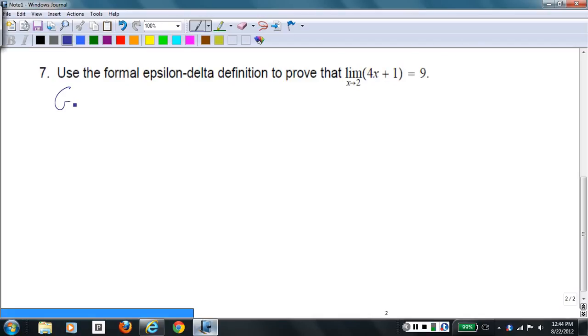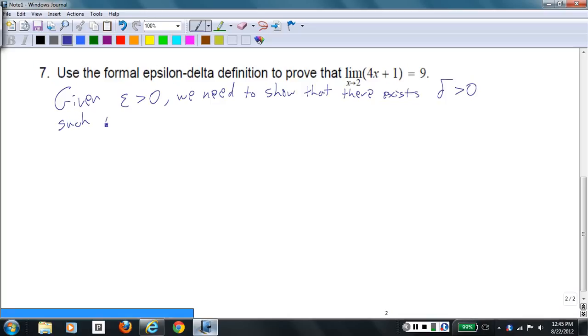So given some arbitrary epsilon greater than 0, we need to show that there exists some positive number delta such that the absolute value of 4x plus 1 minus 9 is less than epsilon.